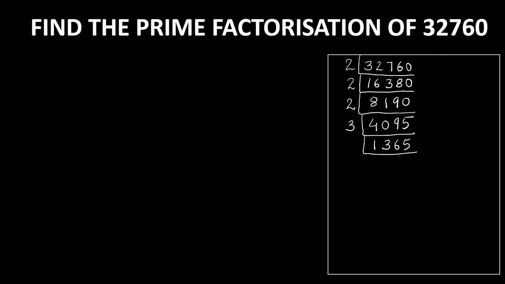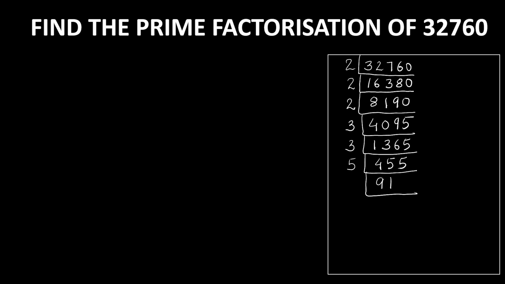Again, the units place of this number is 5. So, let's try to divide it by 3 to check whether it is divisible by 3 or not. If we divide it by 3, we obtain 455 as the quotient, leaving no remainder. Now, observe that this number is neither divisible by 2 nor by 3. So, now the next prime factor we will take is 5. If we divide 455 by 5, we get the quotient 91.